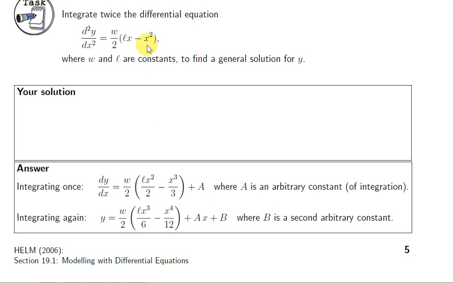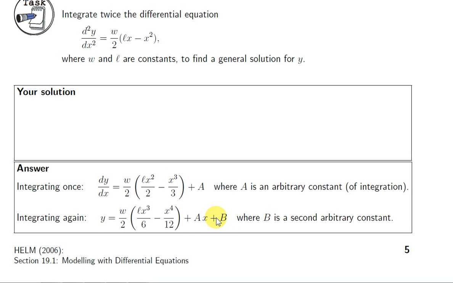So when we integrate this once, we get the first derivative, dy dx. We need to integrate this a second time to get y as a function of x. So we leave the w over 2 to one side, add 1 to the power here to get 3, divide by the new power, so we have 3 times 2 in here, add 1 here, we get 4, and we have 4 times 3 is 12 in the denominator. And if we integrate a constant with respect to x, we get the constant times x, so we get ax, and we get a new constant which we will call b.